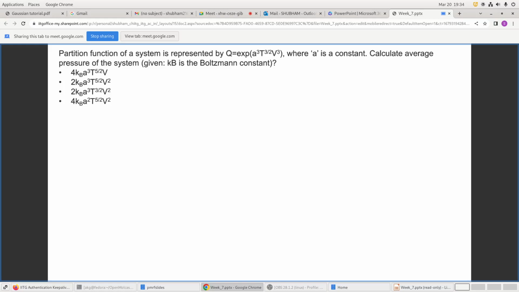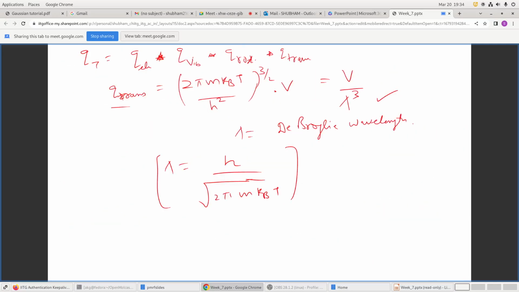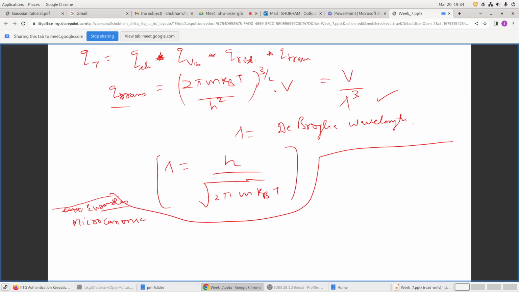So now we will start the question part. I think, okay, I'll quickly tell one more thing about these partition functions. There are mainly three types of ensembles which we study. One is microcanonical, one is canonical, and one is grand canonical. So what is the difference between these three? Microcanonical will have number of particles, volume and energy constant.